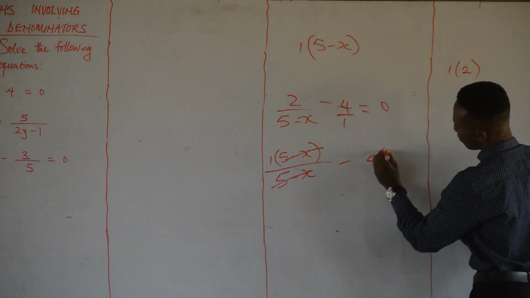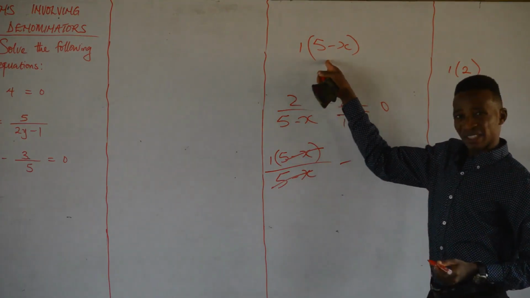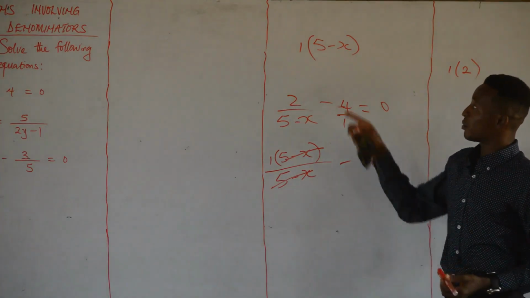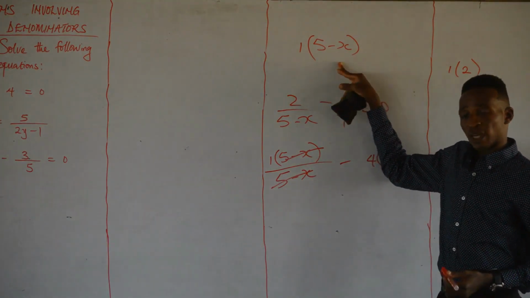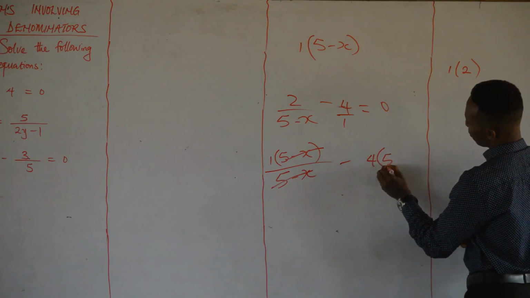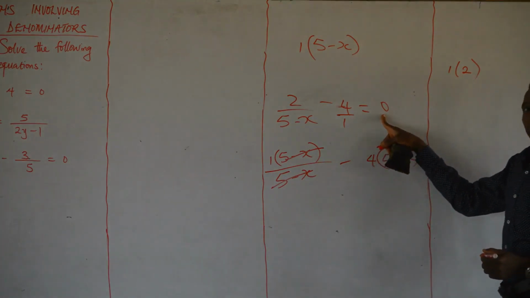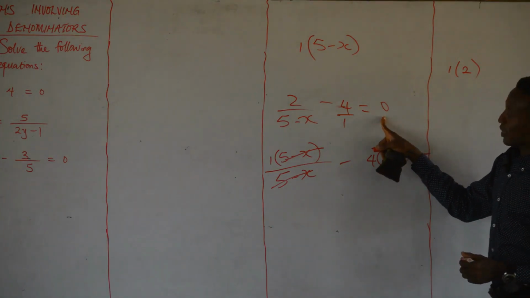Now, we are multiplying the 4 by the LCM that we have here. The LCM here is 1 into bracket 5 minus x, which invariably is still the same thing as 5 minus x that we have here. So, we multiply it by 5 minus x, then everything equals the right-hand side here. What we have on the right-hand side here is 0.